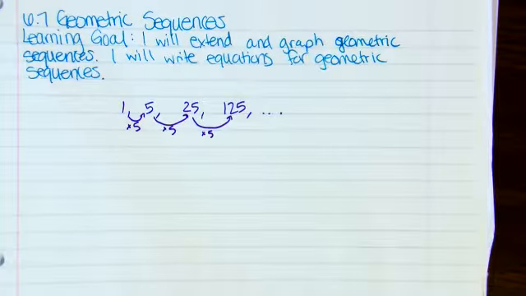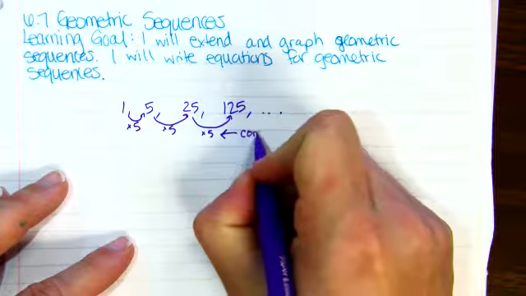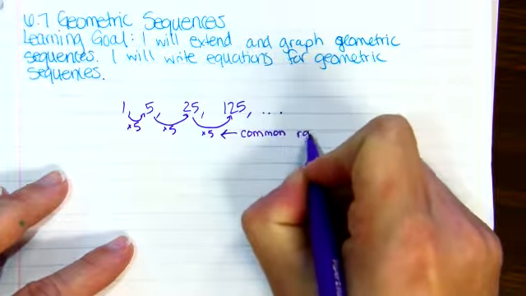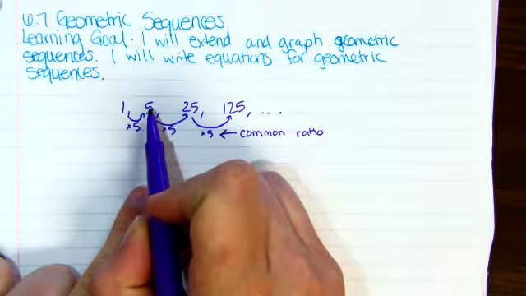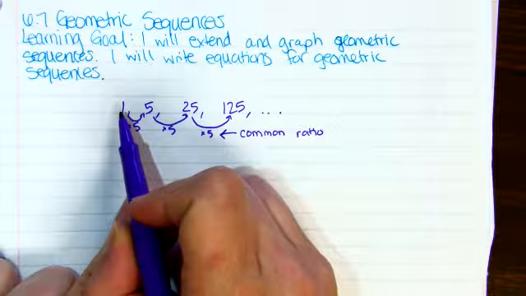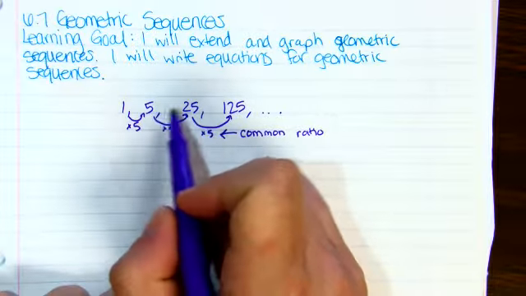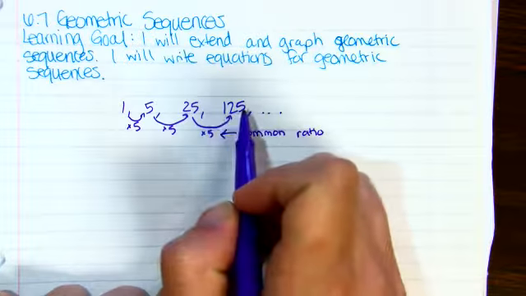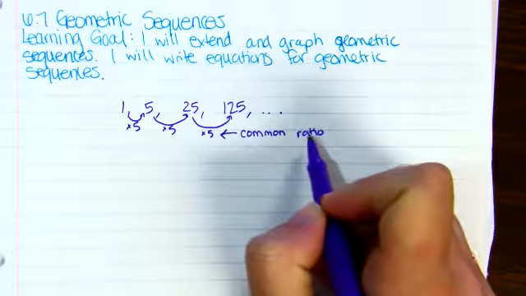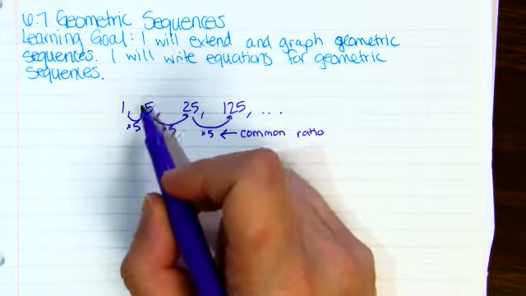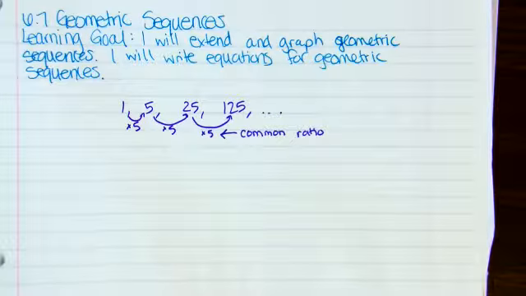It's multiplying by 5. And this factor that we're multiplying by over and over is what we call the common ratio. And the reason it's called that is because if I take this term and divide it by the term before, I get 5. If I take this term and divide it by the term before, so 25 over 5, I get 5. 125 divided by 25 is 5. So that's why we call this the common ratio. When you set up a ratio of one term over the term before, you get the same thing each time.